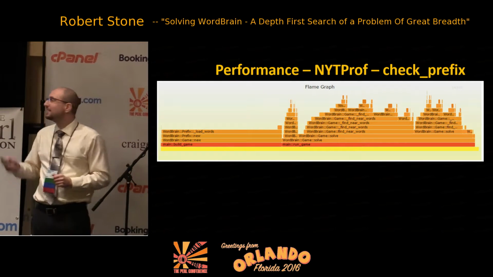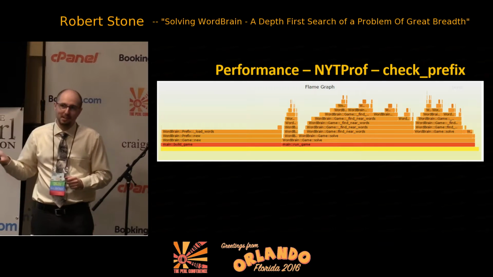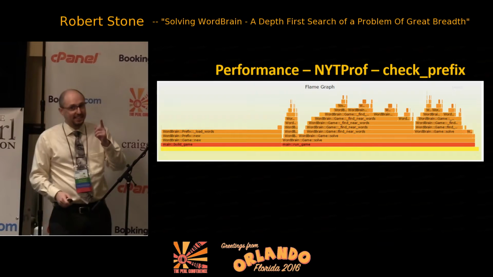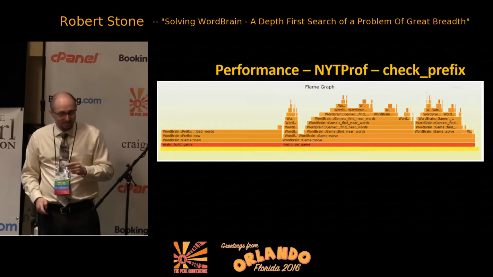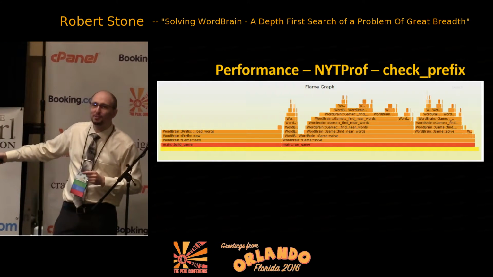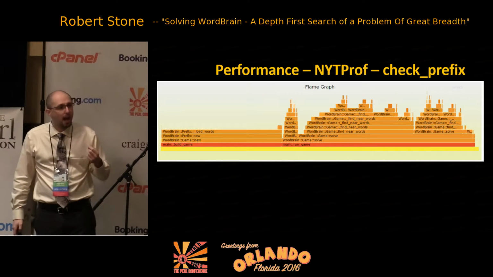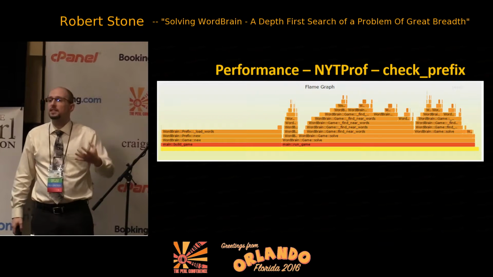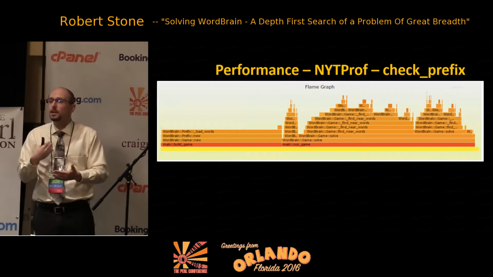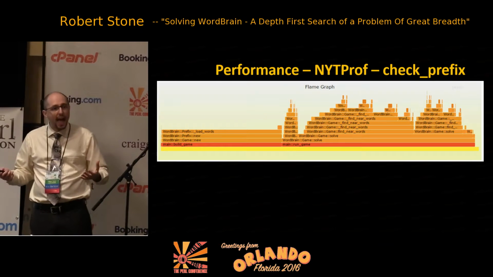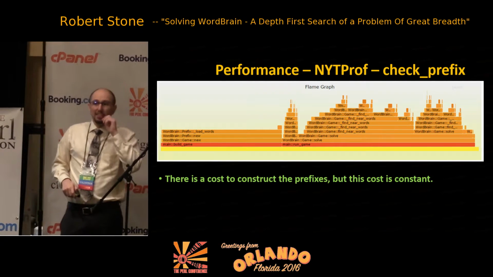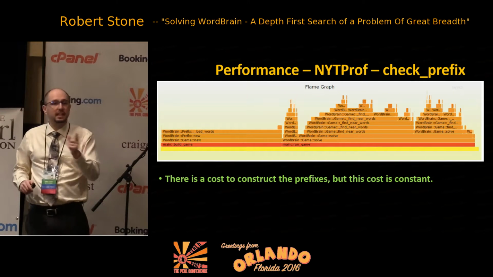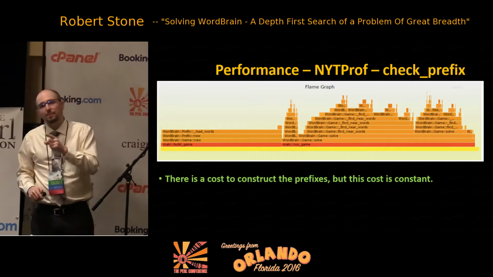Now, for check prefix, this is a much juicier flame graph. I like ones like this because it looks obvious. At the same time, though, you have to think about what you're doing. Just because this looks super ripe for optimization, it may not be. This is the load words method of the prefix calculation. It's got to do that spin up. It's got to build into memory this hash of prefixes. There is a cost to do that, but this cost is constant. It never increases. Well, for the most part.